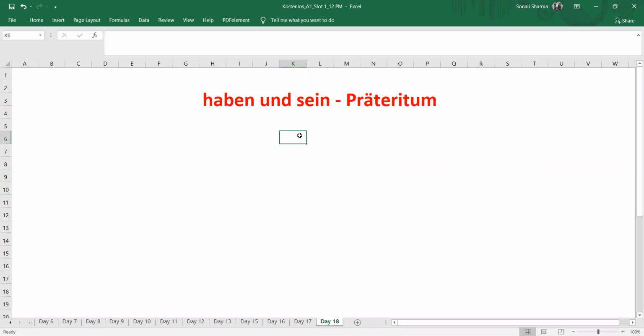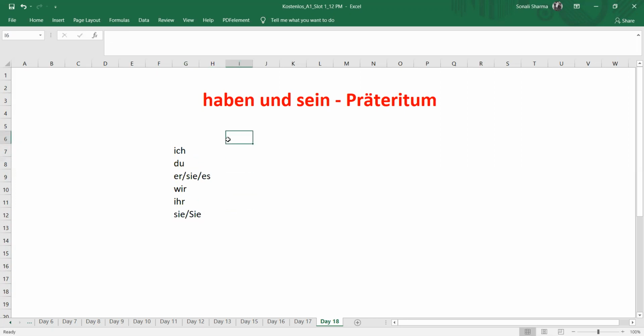So, today in our day 18 class, we are going to learn about the past tense of haben and sein. First I will be letting you know about the present forms and then the Präteritum ones, that means the past ones. So, first, let's quickly write all the personal pronouns and then we'll do the conjugation. Let's start: ich, du, er, sie, es, wir, ihr, and last is sie.